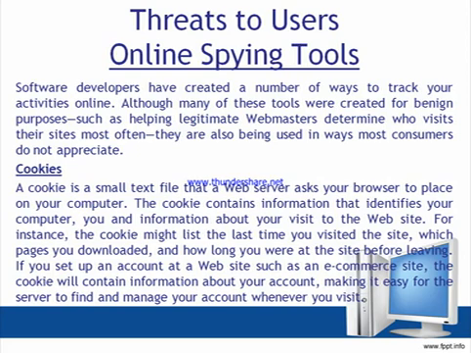Cookies. A cookie is a small text file that a web server asks your browser to place on your computer. The cookie contains information that identifies your computer, you, and information about your visit to the website. For instance, the cookie might list the last time you visited the site, which pages you downloaded, and how long you were at the site before leaving. If you set up an account at a website such as an e-commerce site, the cookie will contain information about your account, making it easy for the server to find and manage your account whenever you visit.